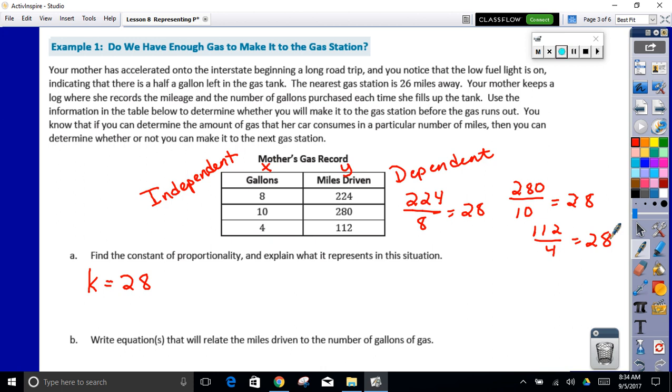The next part says explain what it represents in this situation. We did this in the last lesson. David, can you tell me how you tell, where's David? Is he not here?